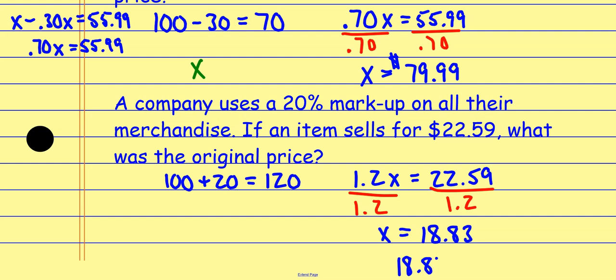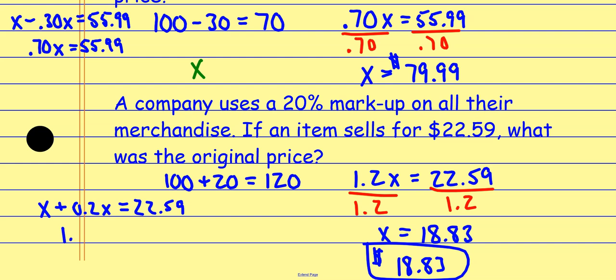Once again, if you were going the other route here, instead of adding that and getting the 120% first, you would have to do this. You'd have to say, okay, I have to take the original price plus 20% of the original price, so 0.2 times x, and then say that equals the 22.59. And once again, after the first step, right here, when I combine like terms, that's 1.2x equals the 22.59, and now I can solve the same way.